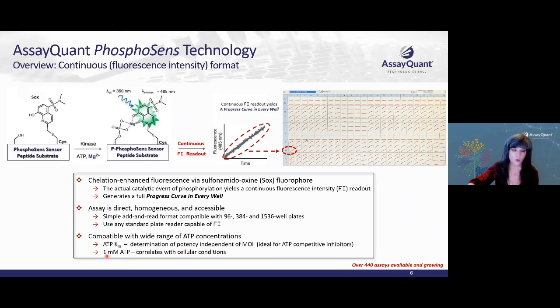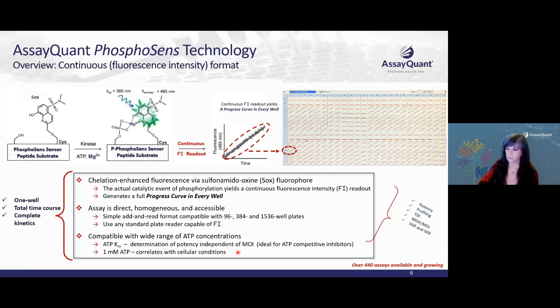It's also compatible with 1 millimolar ATP, which we know correlates with cellular conditions. So just again, calling out the fact that with one well, you get a full-time course of all the kinetics in a single well. And the application space that we've already discussed includes potency, TDI, profiling, mode of action, mode of inhibition, etc.